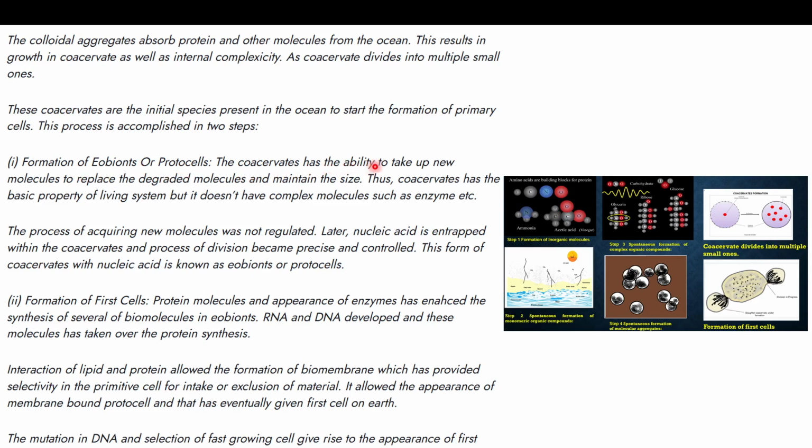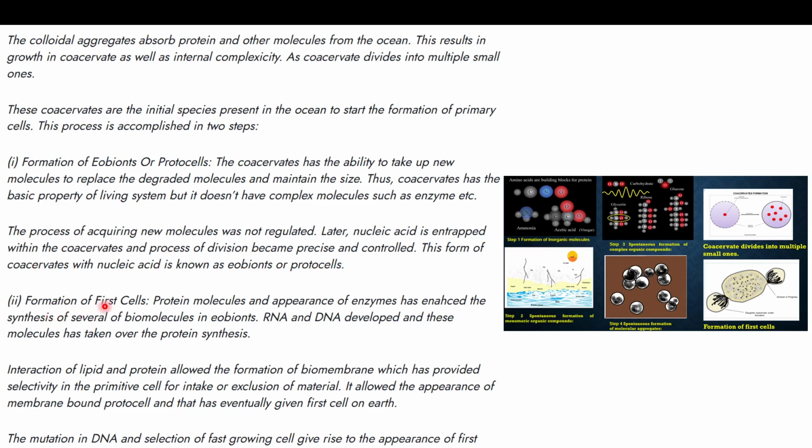Coacervates actually have the ability to take up new molecules to replace degraded molecules and maintain their size. And coacervates have the basic properties of a living system. However, they don't really have complex molecules like enzymes for catalysis. So this process of acquiring new molecules was not really regulated. Eventually, when nucleic acid was entrapped within the coacervates, the process of division became precise and controlled. So this form of coacervates with nucleic acid was termed protocells or eobionts.